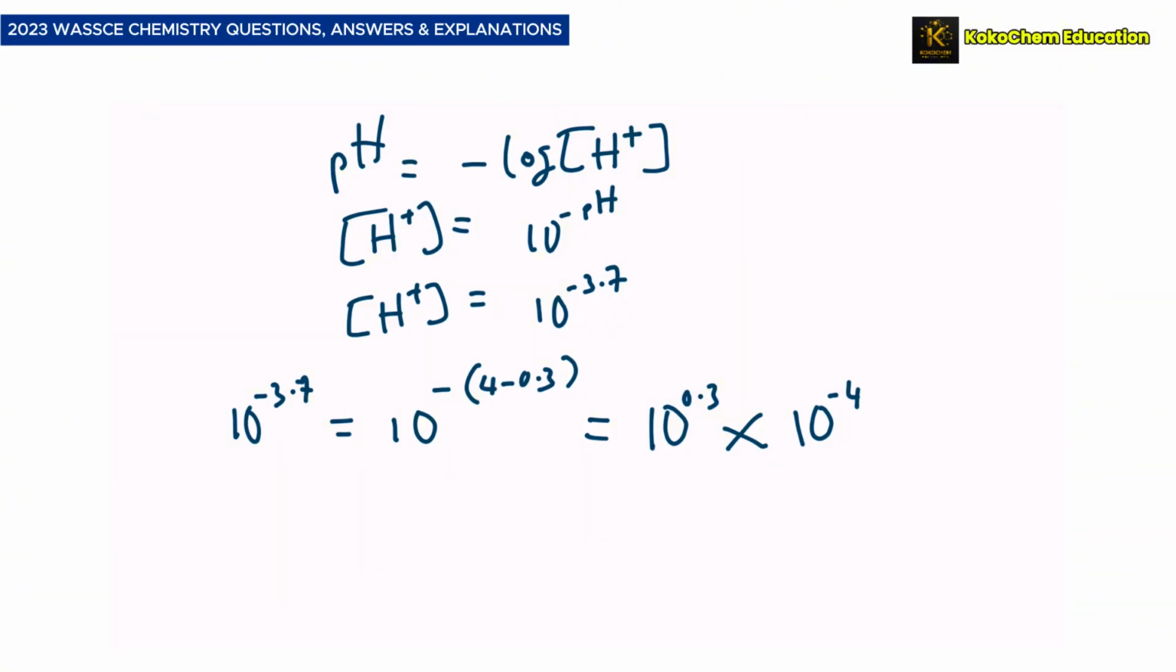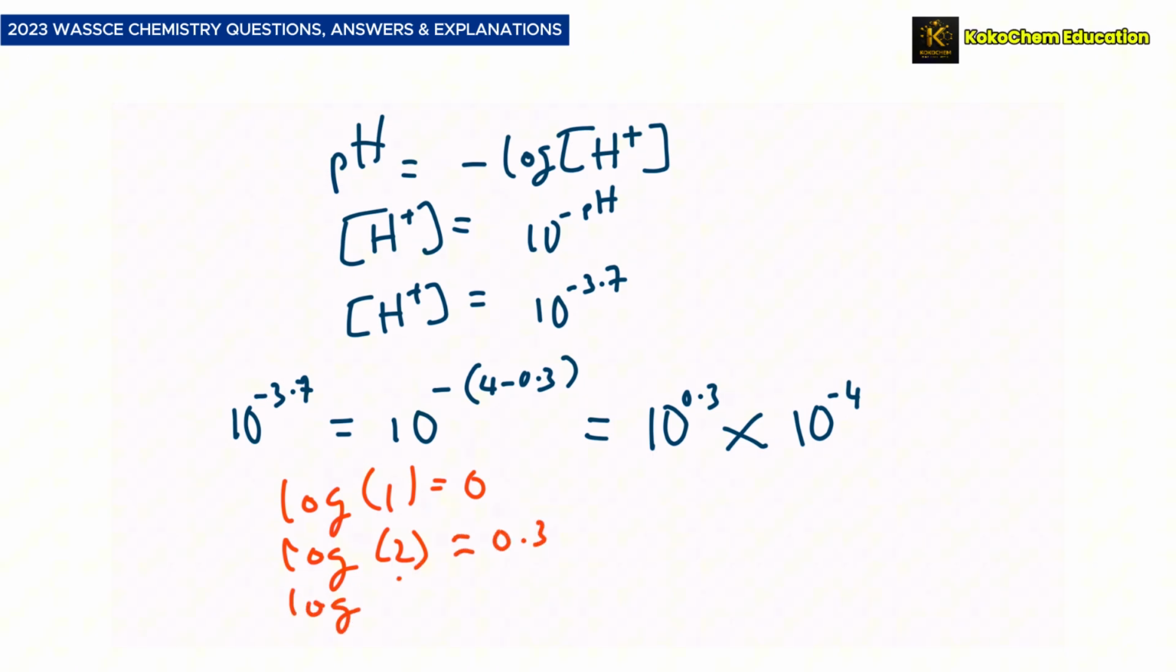Now think about common log values. We know that log 1 is 0. Log 2 is approximately 0.3. Log 3 is also approximately 0.48. So if you look at this, we have 10 to the power 0.3, which will be log 2.